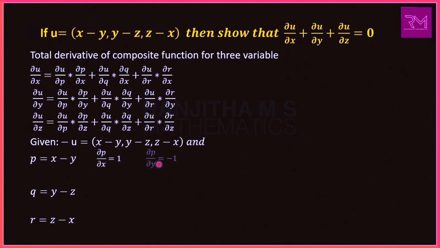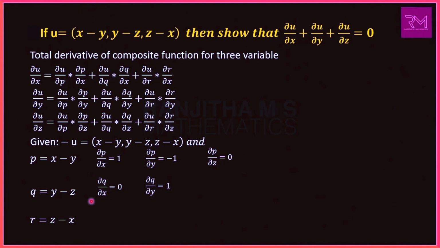hence we get del p by del x value as 1. Similarly, del p by del y value as, here x is constant, differentiation of constant is 0, minus differentiation of y is 1, hence we get minus 1. Similarly, del p by del z value, here there is no z, hence we get del p by del z value as 0. Similarly, del q by del x value, here there is no x, so we get del q by del x value as 0.